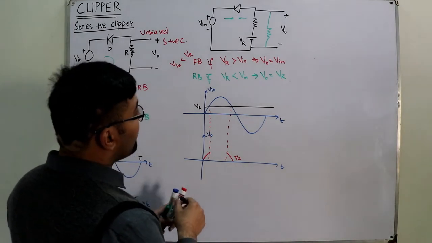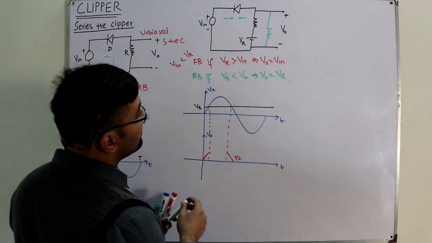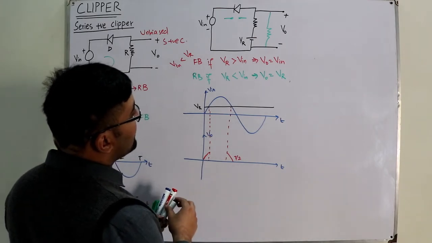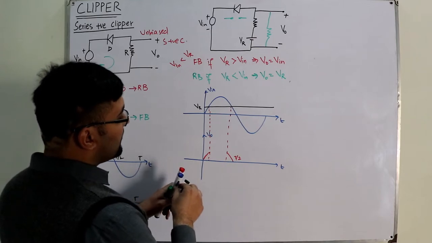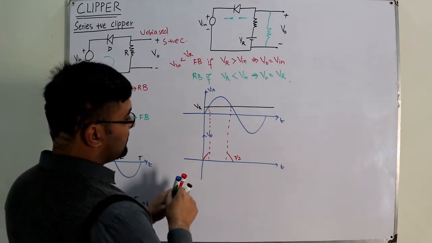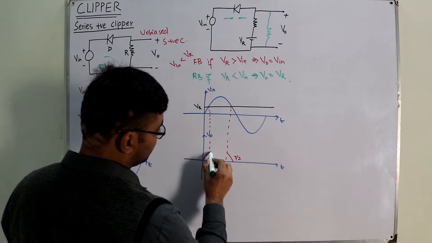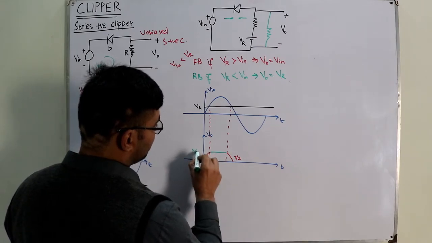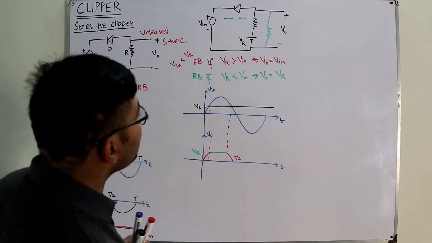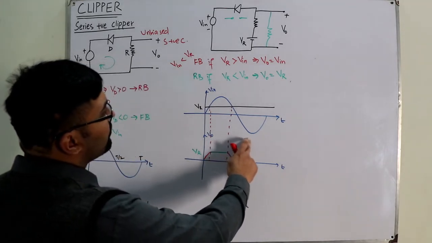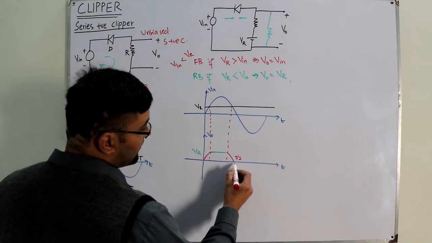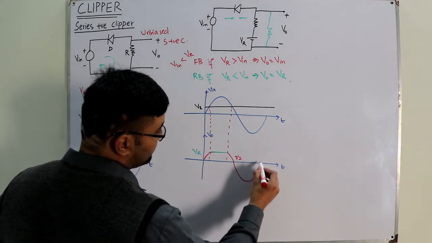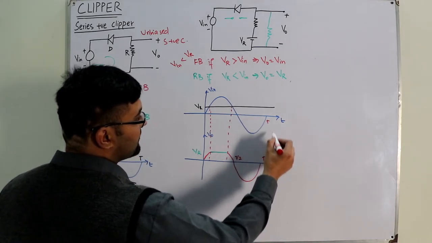Now what happens when V input is greater than VR? V naught is equal to VR. So this would be the case, if this is VR. And what about the negative cycle? Again the input voltage is less than the reference voltage, so the output is equal to the input. This is the time period T, and it repeats.